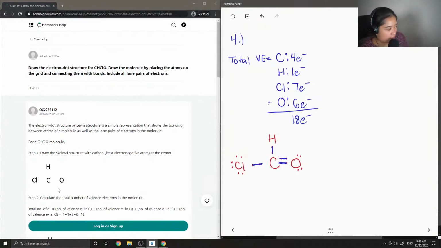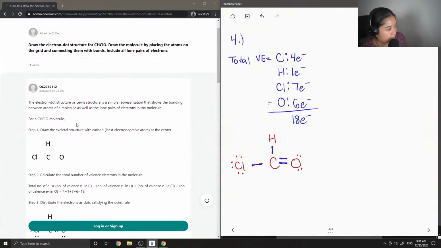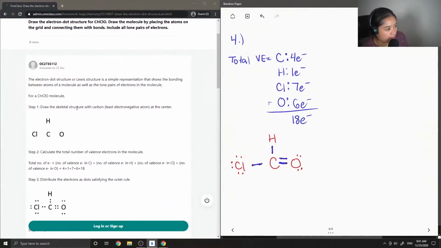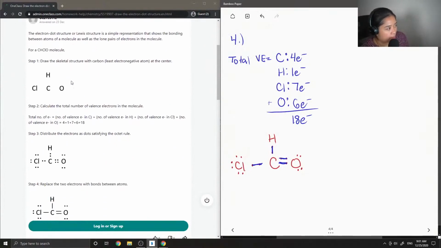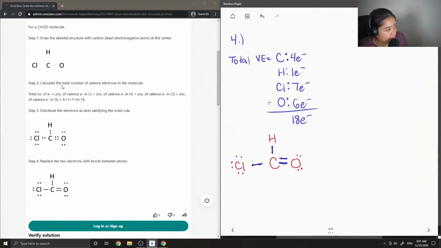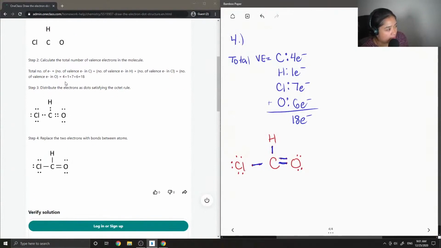Okay, so let's see what the junior tutor said. The electron-dot structure or Lewis structure is a simple representation that shows the bonding between atoms of a molecule as well as the lone pairs of electrons in the molecule. Step 1, draw the skeletal structure with carbon, which is the least electronegative atom at the center. Step 2, calculate the total number of valence electrons in the molecule. So they did 4 plus 1 plus 7 plus 6 is equal to 18.